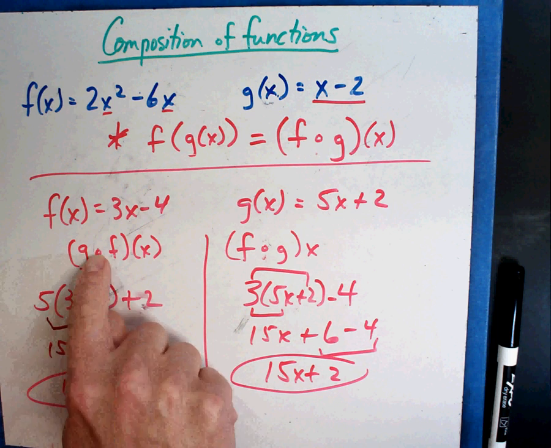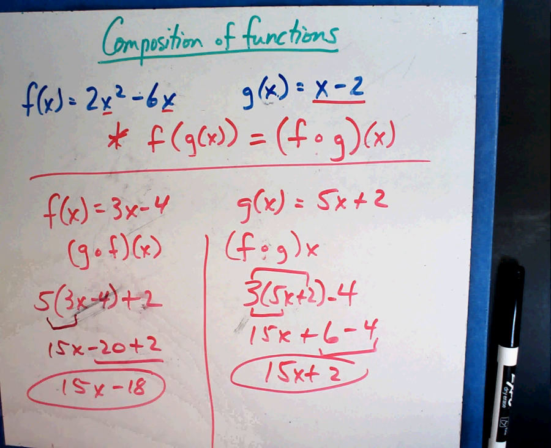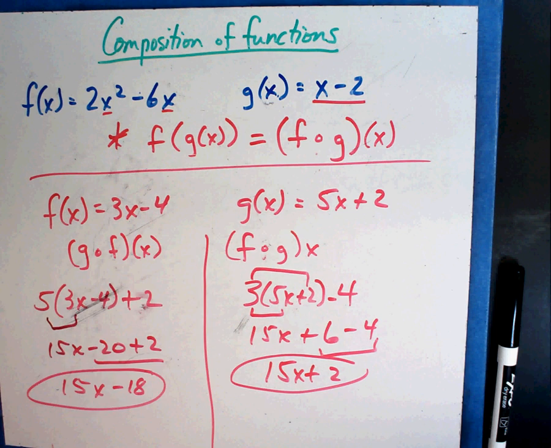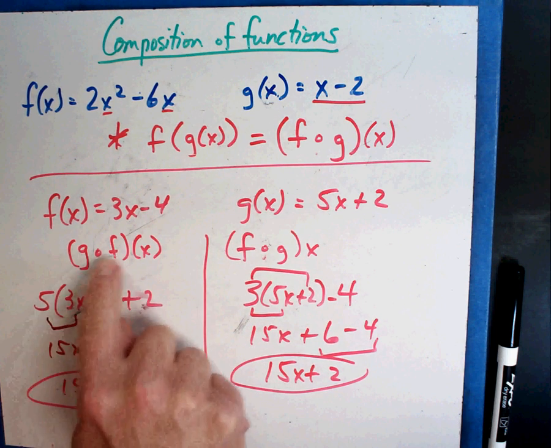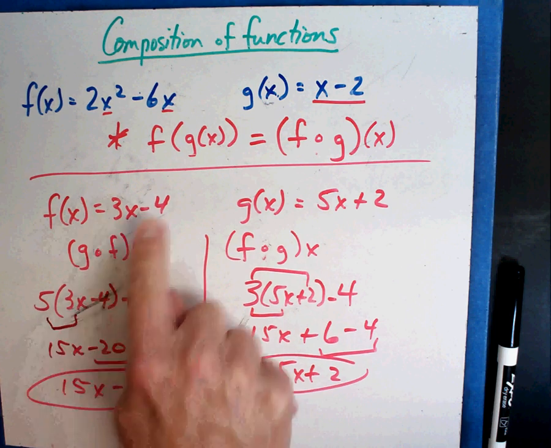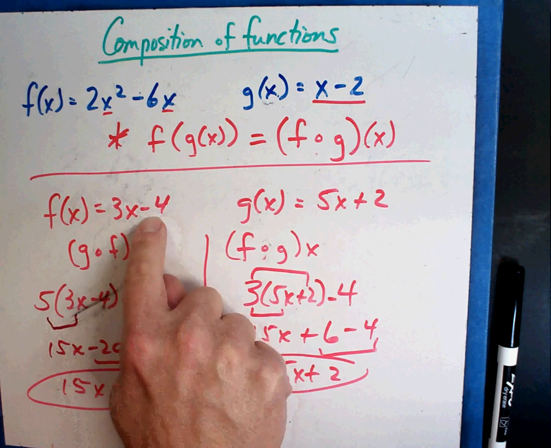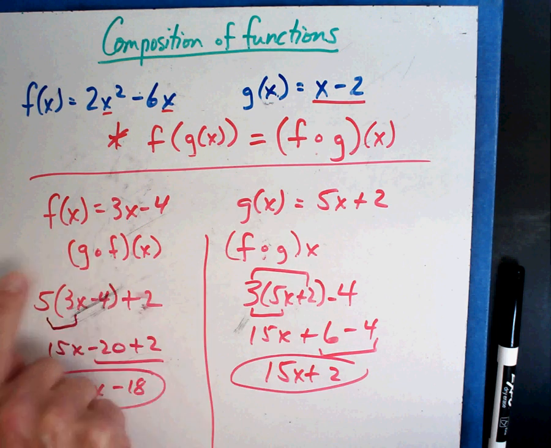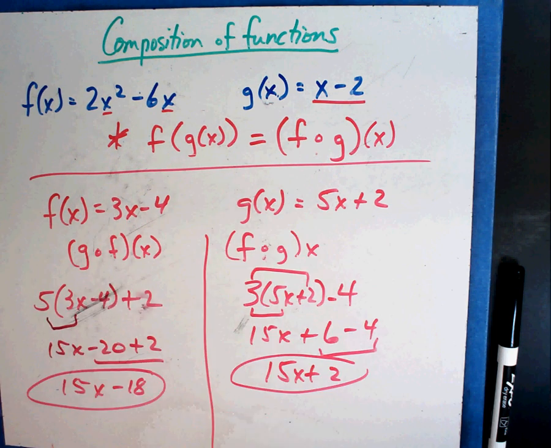Whenever they have that little circle, the second one goes into the first. So this one went into that equation. Okay, so in this one, the f function goes into this. So it was 5 times that stuff, plus 2. In this one, the g goes into that one. So we're going to start with the f function and plug in those values, and you get that.